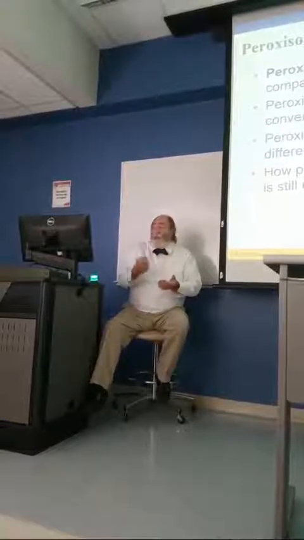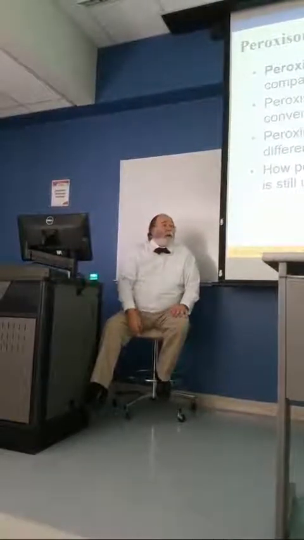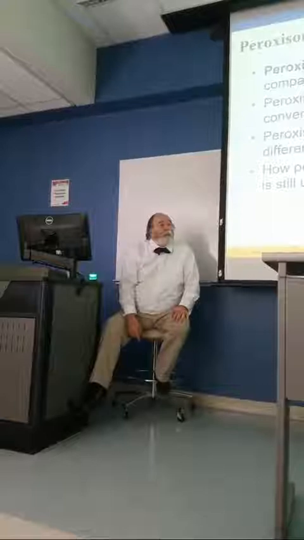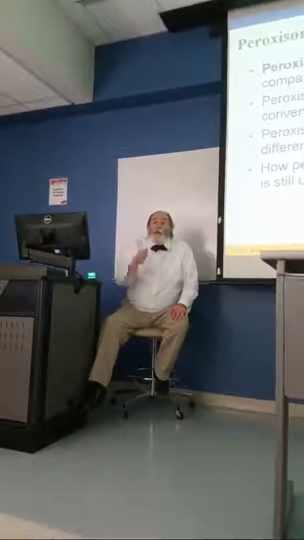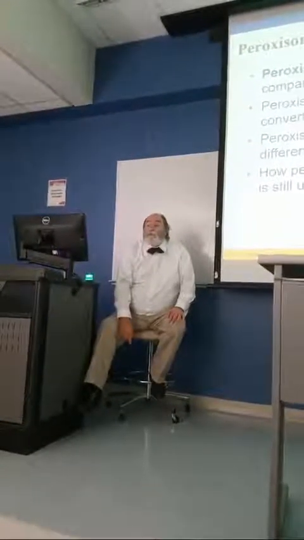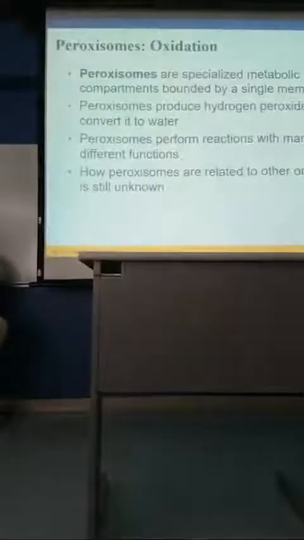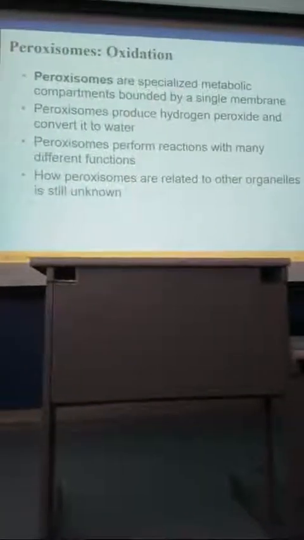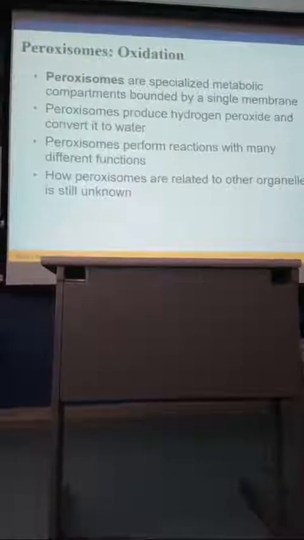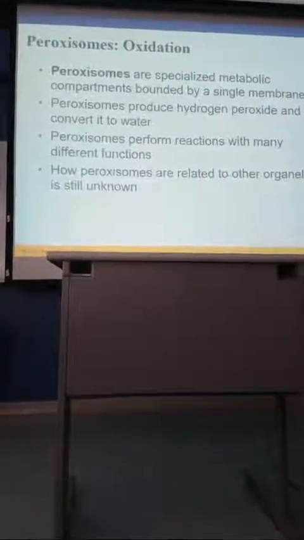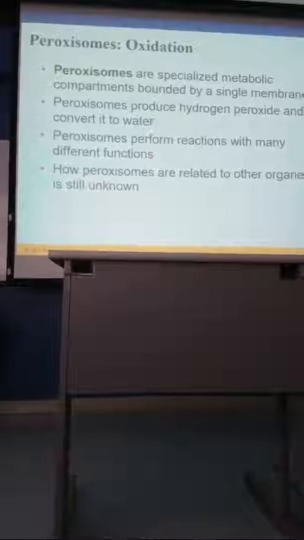Peroxide will be made, and then all it has to do to turn it to water is what? Get rid of one oxygen. We've got water. That's all you need to remember about peroxisomes. They break down the product of hydrogen peroxide into water.